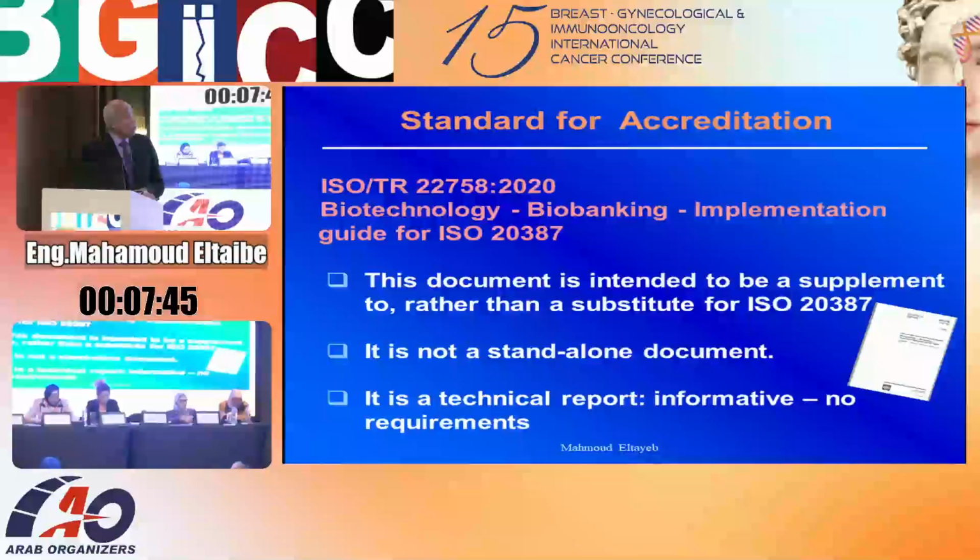Then we have another document. This document, which is ISO, is a technical report. It is not a standard with requirements. This is ISO/TR 22758:2020, and this document is intended to be supplemental rather than a substitute for ISO 20387. It is not a standalone document. It is used as an interpretation document for the standard itself. It is a technical report and it is informative, it includes information, and there are no requirements.